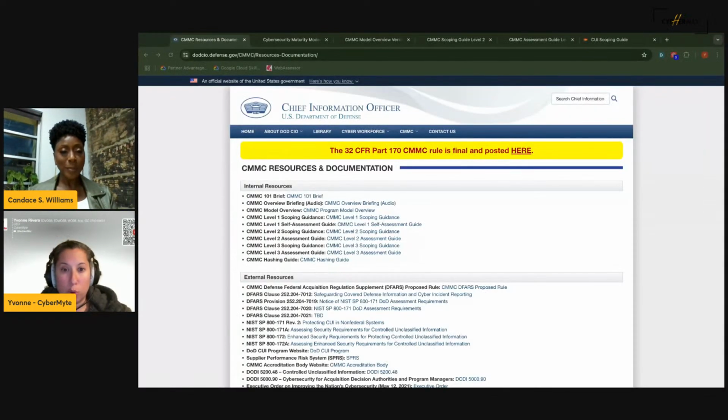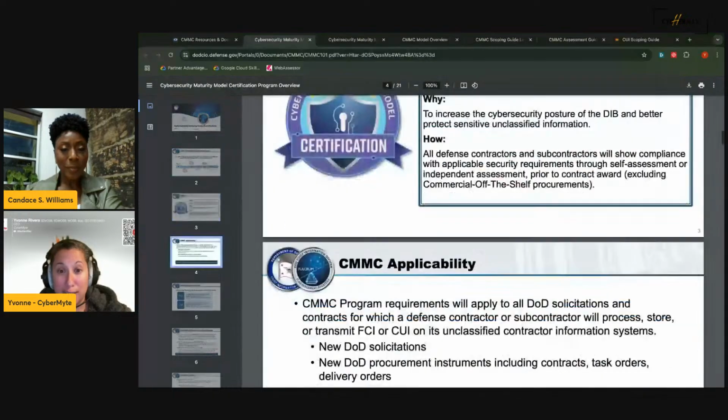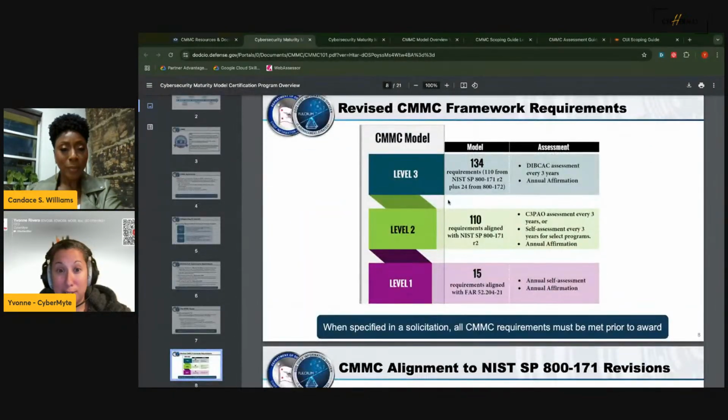Sure. Before I do that, I did find this really cool briefing that was done in October, and they actually have the levels defined right here. Your level one is going to be the 15 requirements that we talked about last week. They actually have the numbers written here, so I don't have to memorize it. You like that, Candace? These 15 requirements are super basic. They're basically talking about how you need to have antivirus, multi-factor authentication, password hygiene, password health, stuff like that. And these can all be self-assessment.